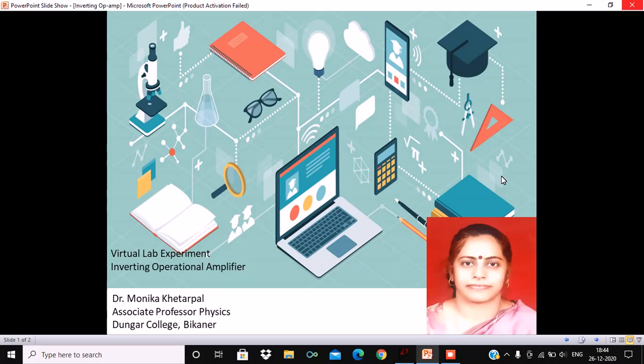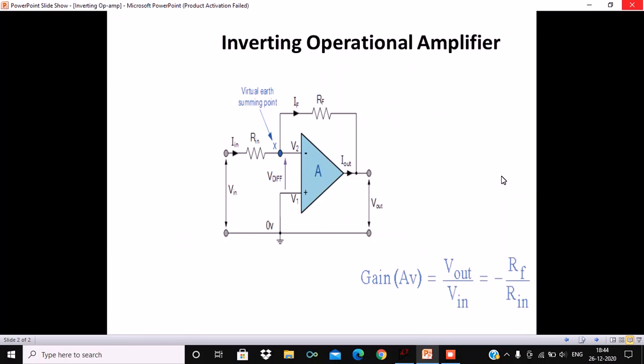In my virtual lab, I am going to discuss an experiment on inverting operational amplifier. This is the basic circuit diagram of inverting operational amplifier. This is the symbol of op-amp.